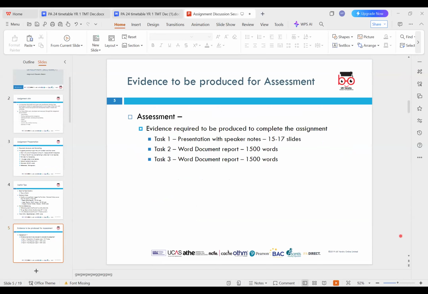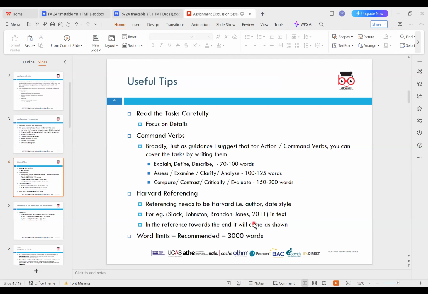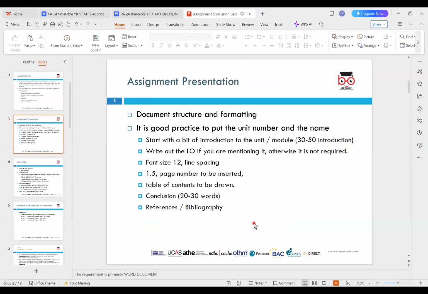You can submit earlier if you want to, but the deadline is the 21st of December, 2024. This is the last thing that I will share again with you: the document structure and formatting. It's very important. For your PowerPoint presentation, use Microsoft Office documents. If you do not have those, you can use WPS, for the PowerPoint as well as for the Word document.